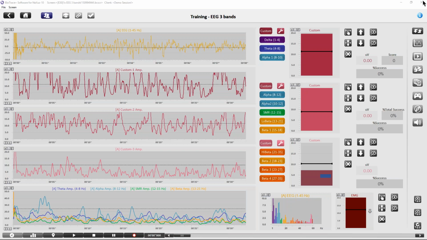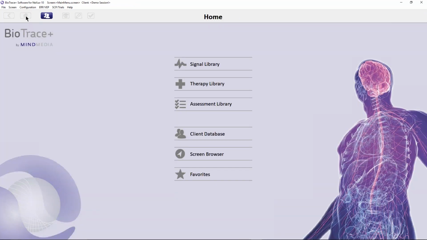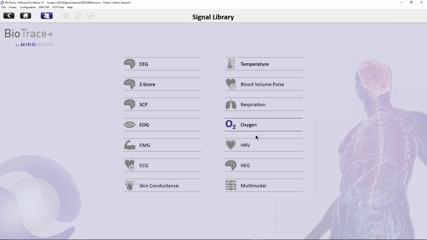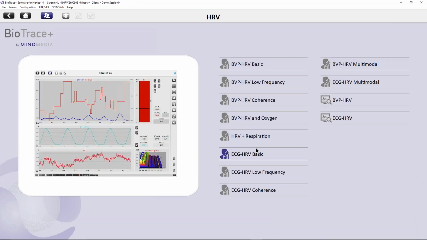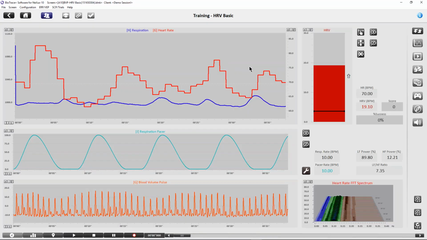So I'm going to close this because it's a secondary screen. I did have a question about these buttons along the side here. These buttons are present in a lot of different screens. This happens to be an EEG screen, but if you were to go to the signal library and go to the HRV screens, for example, the HRV basic screen, you also have these buttons along the right-hand side of your screen.